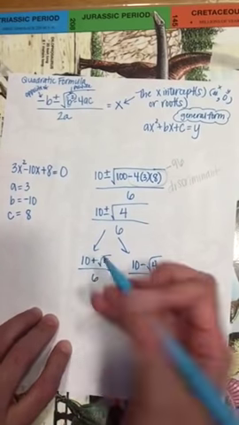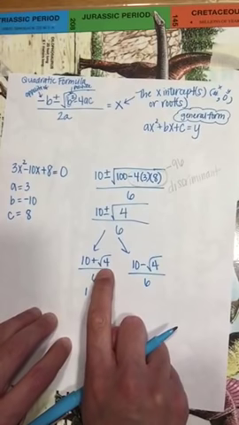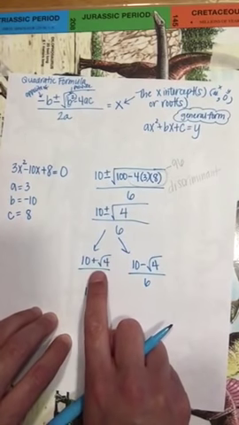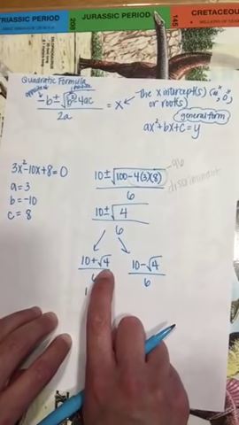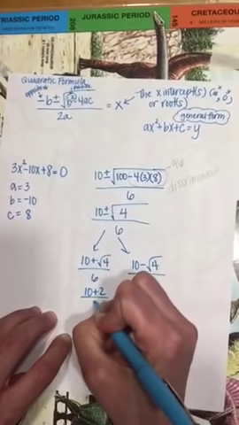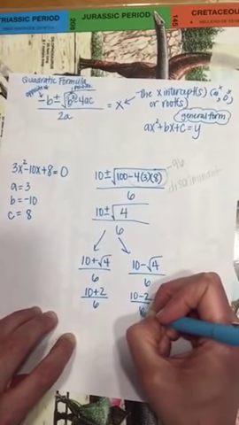So the square root of 4 is 2. That means that 2 times 2 would equal 4. So remember, the square root symbol tells us what I take times itself to get that 4. So this would be 10 plus 2 divided by 6, and this would be 10 minus 2 divided by 6.